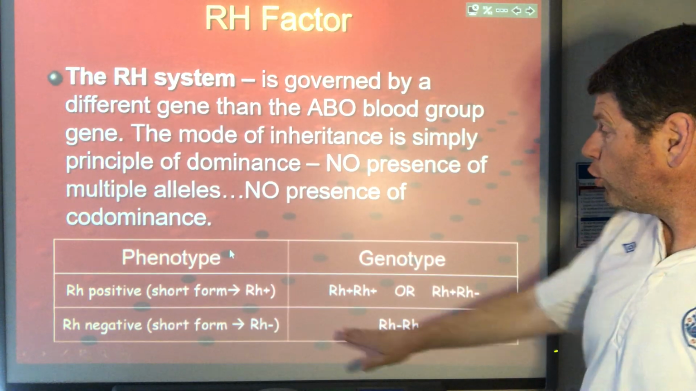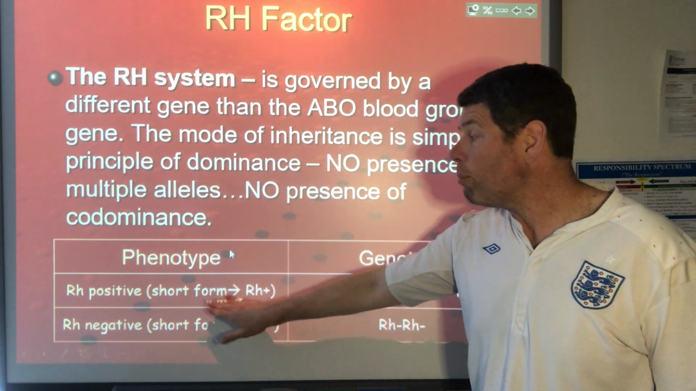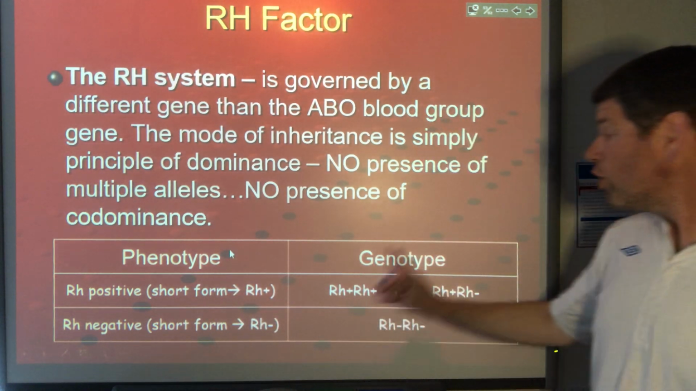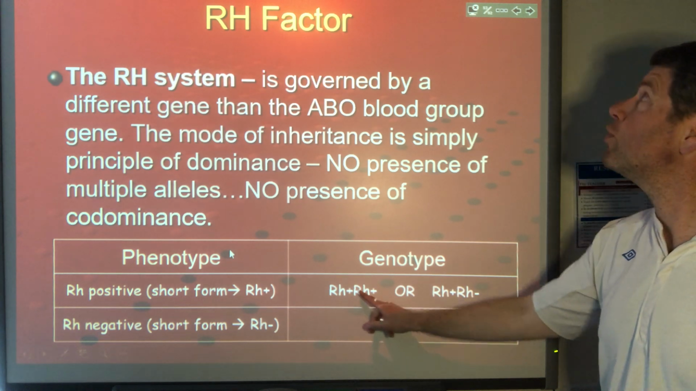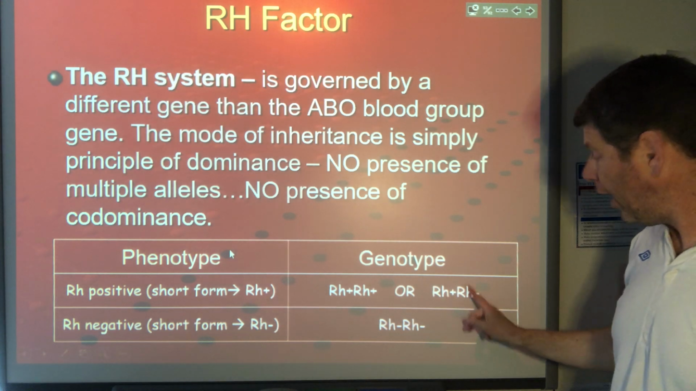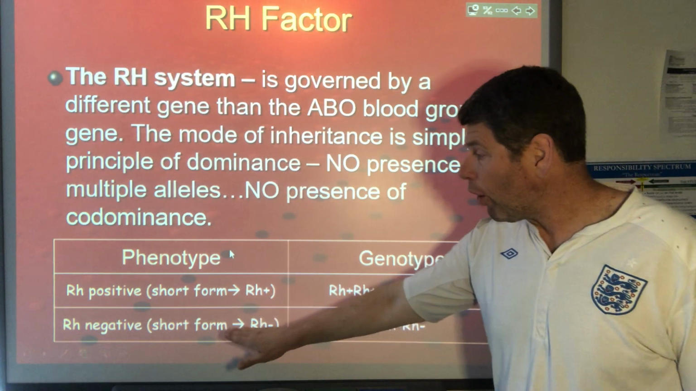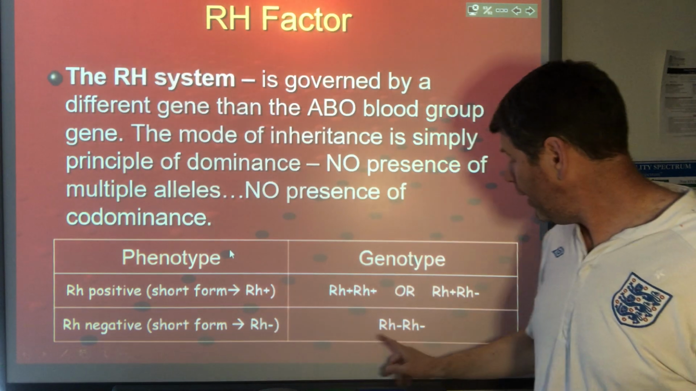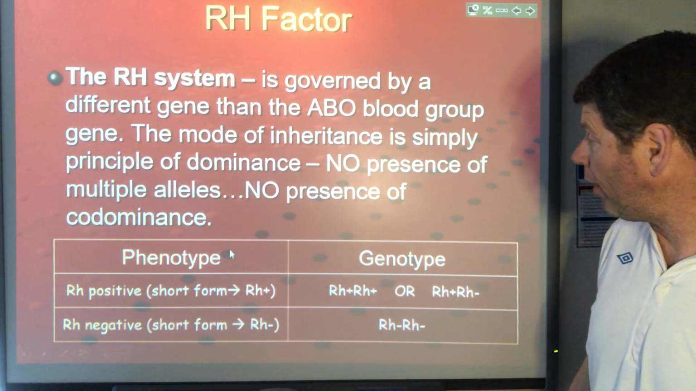So we simply treat it, as you can see down here, that the phenotype, we would say you're positive or Rh positive. So what are your possible genotypes? You received both positive alleles from each parent, or one positive allele from one parent and one negative allele from the other parent. The only way to be Rh negative as your blood type is to receive both negative alleles, one from each parent.